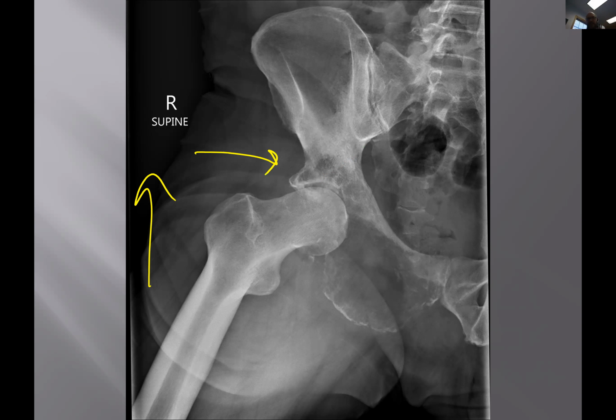So it's kind of a sad case. And in this age of a patient with a big lesion in bone like this, let me tell you what your diagnosis is. Well, throw out a guess. Aggressive lesion in an older patient, what's your most likely diagnosis?